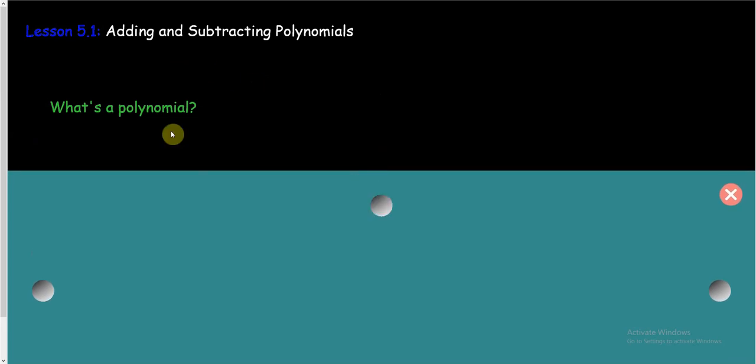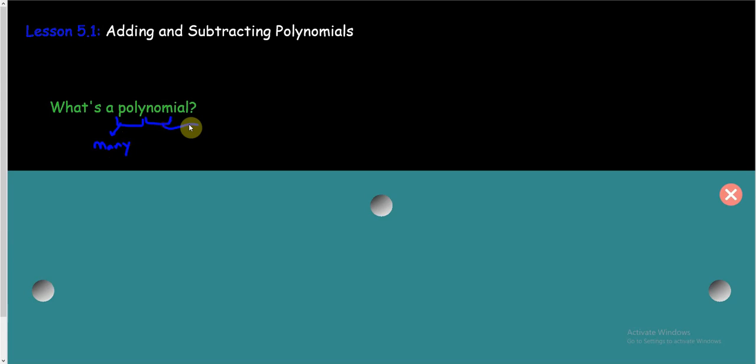It's actually pretty simple. If you were to study Latin, which I don't think many people do anymore, this breaks down into two Latin terms here, poly and nomial, or just nome. Poly, I think a lot of people know, means many. So we're studying something with many somethings.